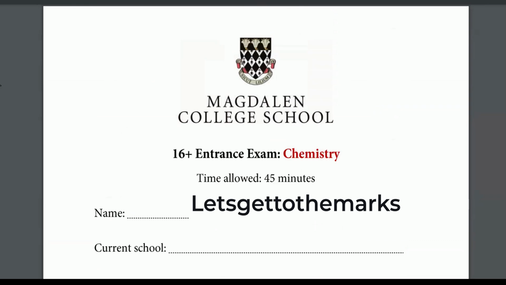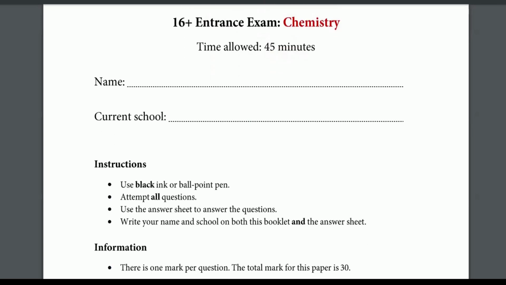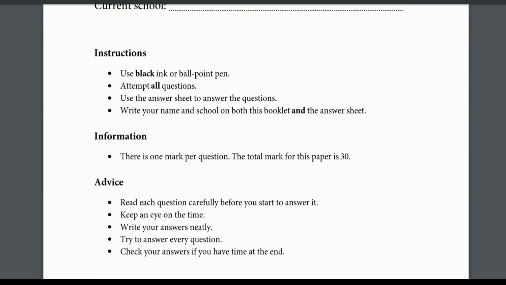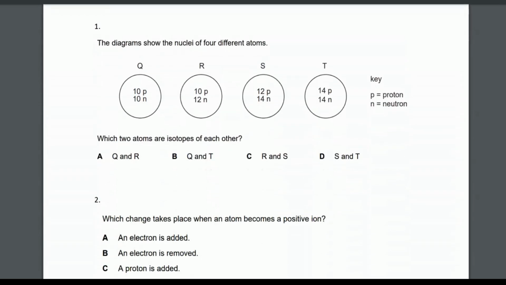I'm going through the Magdalen College School Chemistry 16 plus entrance exam, and you're allowed 45 minutes for this. One of the top 10 schools in the United Kingdom, really good school, and let's get into the exam. So, use a black or ballpoint pen, attempt all questions. It's out of 30 marks.